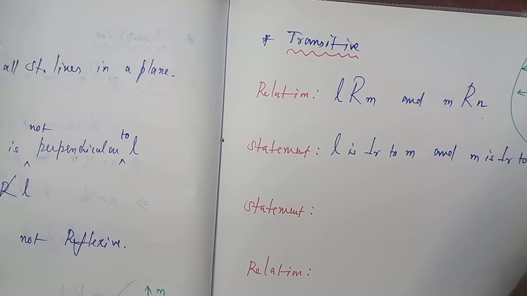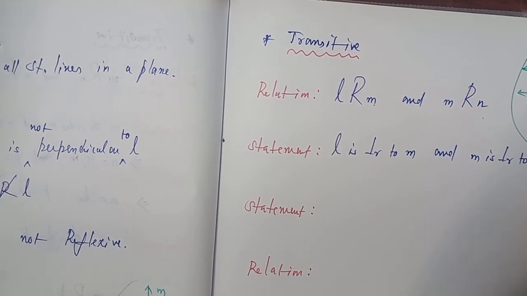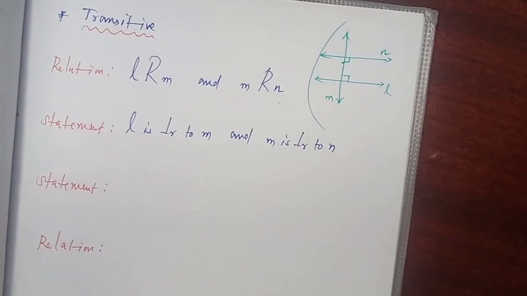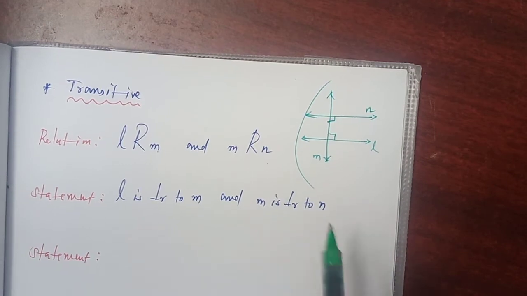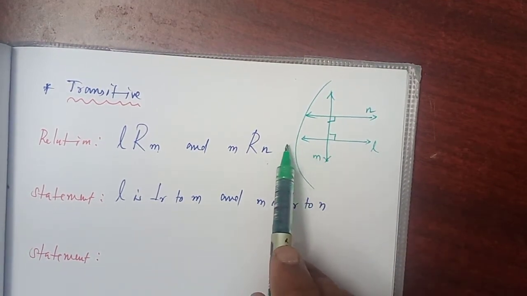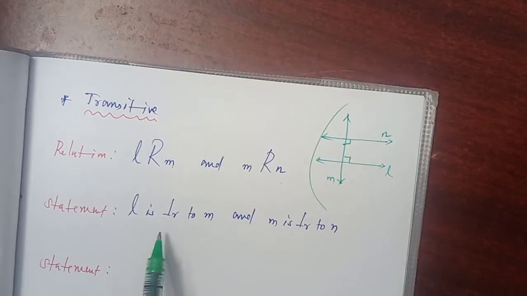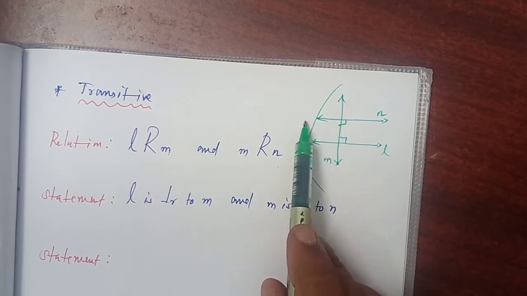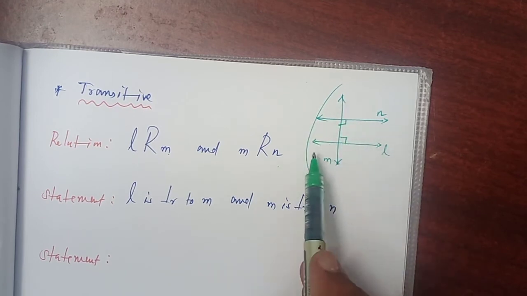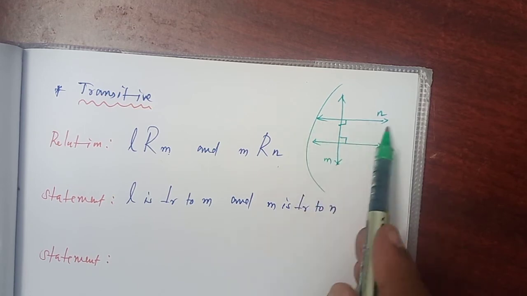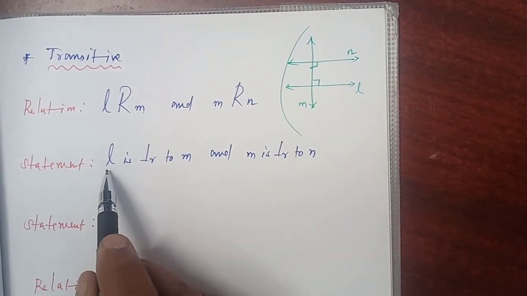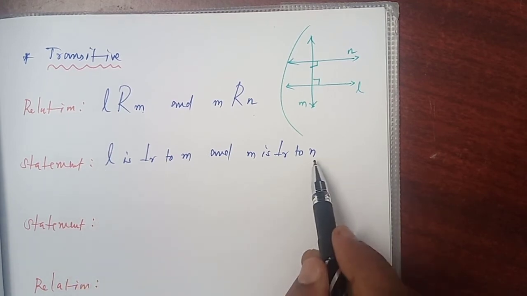Now look at the two lines L and N. Here L and N are parallel. It's not visible, so again I tell you: L is perpendicular to M, I have drawn. Next, M is perpendicular to N. Now look at that, L and N are parallel. These two are parallel. So combined together, L is not perpendicular to N.